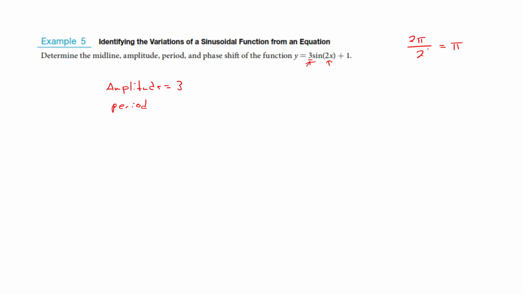What it's doing is taking the normal period, which is 2 pi. It takes 2 pi to repeat this function. It has now squeezed it tighter, and so now it's down to pi.